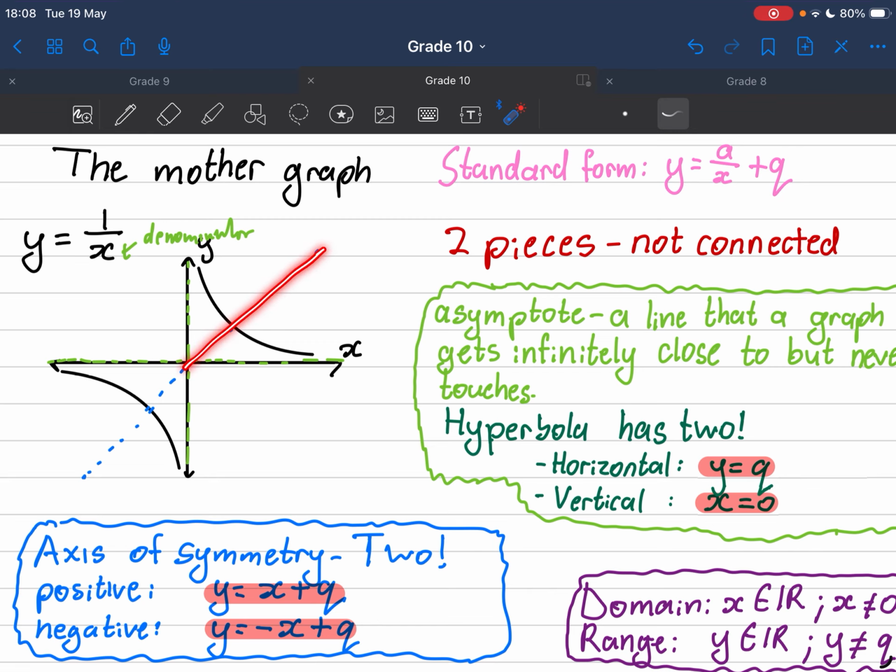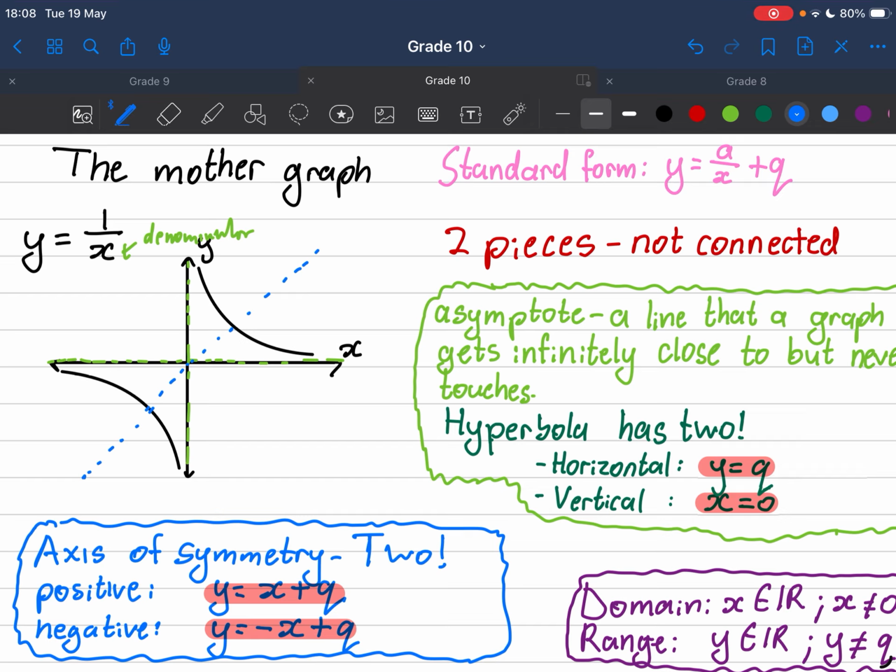Now, one thing about this axis of symmetry is it's going up as you go from left to right, so it has a positive gradient. So this is called the positive axis of symmetry and is given by the equation y is equal to x plus q. Again, q comes straight from there.